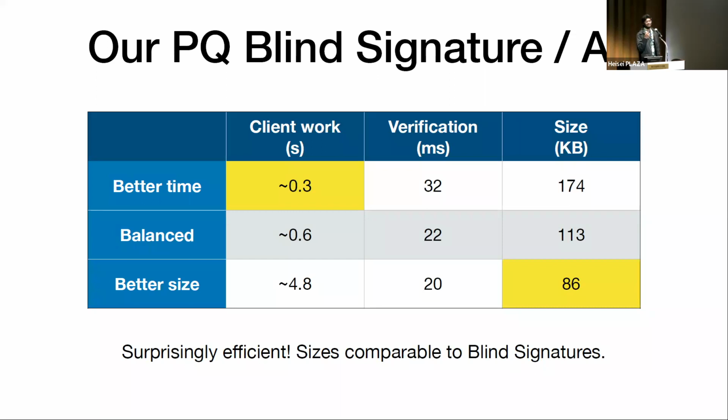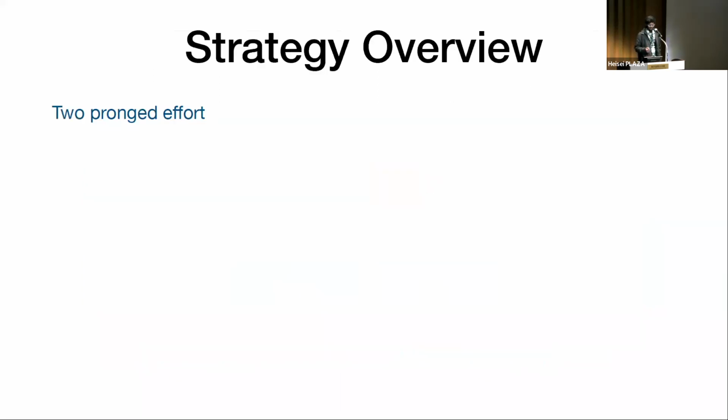You are getting significantly more features through this approach, and you can also put in more work to reduce the proof size. Okay, so what is the high-level overview of our strategy?